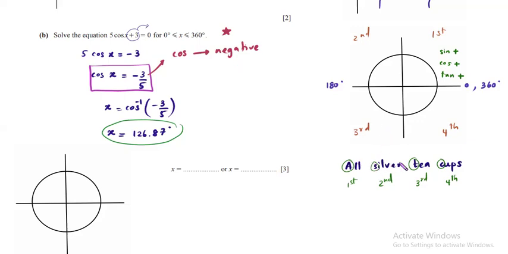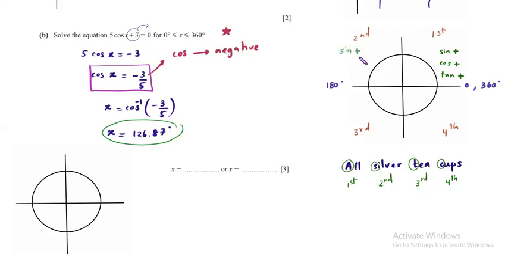So for us to remember in an easier way, I have written it as "all silver teacups". All means, in the first quadrant, all three trigonometric ratios, which are sine, cos, and tan, will be positive in that quadrant. Silver means in the second quadrant, the S in silver stands for sine. So sine will be positive in the second quadrant.